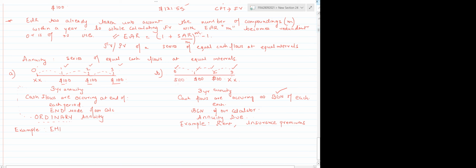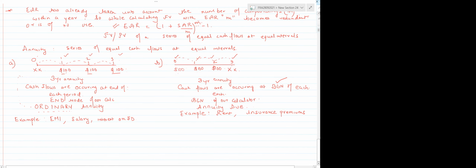Yes, EMI on my home loan would be paid in arrears, right? Then my salary would be paid to me in arrears, right? And say the interest on my bank deposit or interest on my FD would be paid in arrears, right, guys? Guys, are we good on this? Examples of ordinary annuity and examples of annuity due. Are we good with this? Yes, sir. Okay.